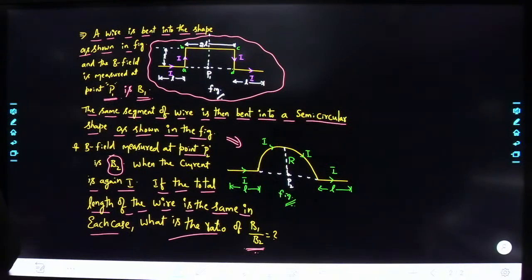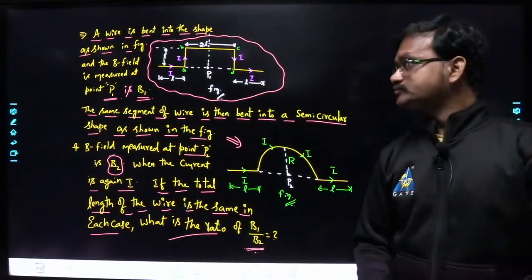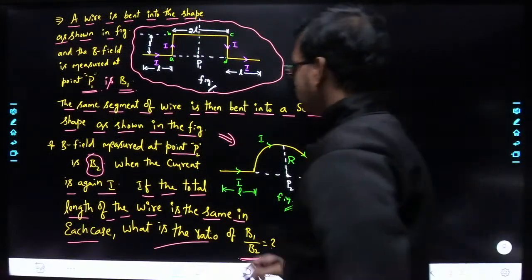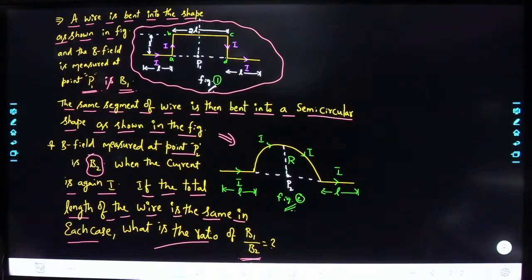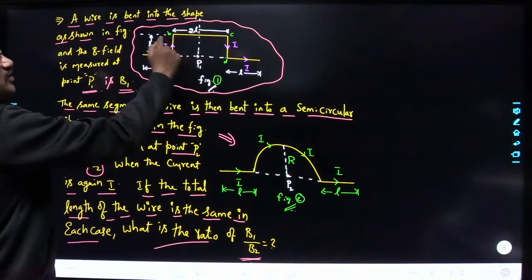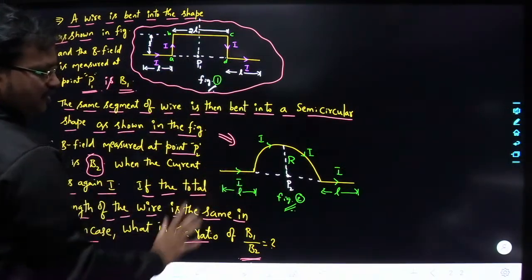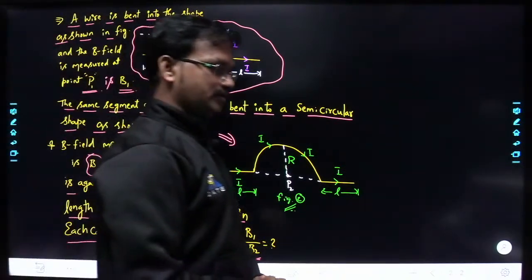Do it here. I will give 2 minutes time. Do it and tell me the answer. Let us say this is figure 1 and this is figure 2. So this length is L, and from here to here the length is 2L, and from here to here it must be the same L, and this is a semicircular loop. So they are asking the ratio of B1 to B2.